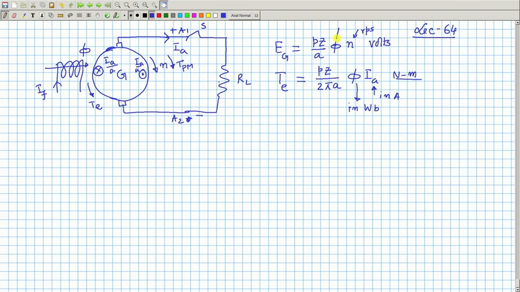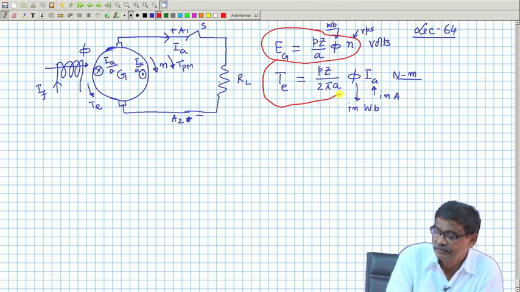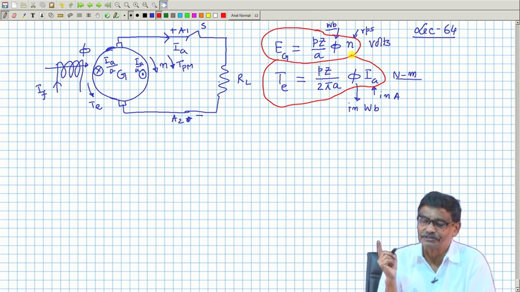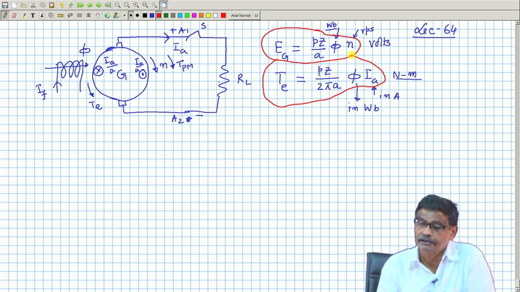Similarly, here phi is in Weber, then only it will be in volts. These are the two most important equations in a DC machine. Anything you want to explain about DC machines, you cannot do without these two equations. That is why they are so vital.